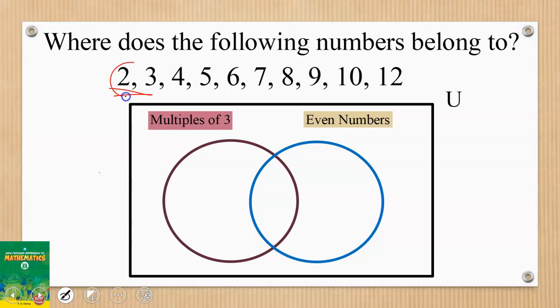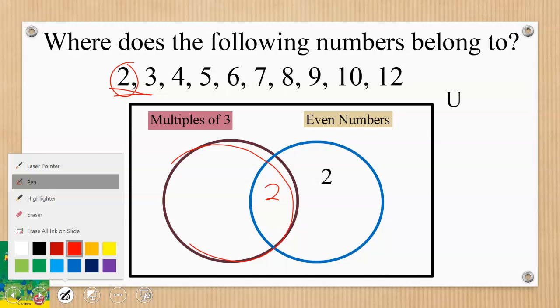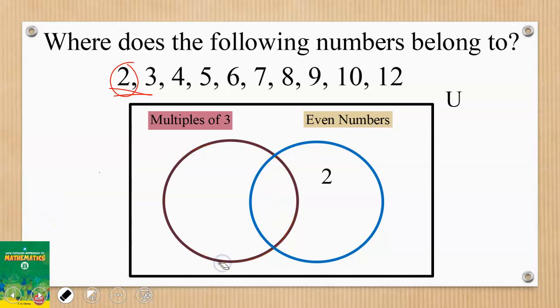Now the question is, where will I put 2? Is 2 a multiple of 3? No. Is it an even number? Yes, so I can put 2 here. Now, can I put 2 here as well? The moment I put 2 here, then I've made 2 part of the multiples of 3, which is not true. And so I can't let 2 come in between the blue and the brown circles. Okay, so I can take away the 2 from here.